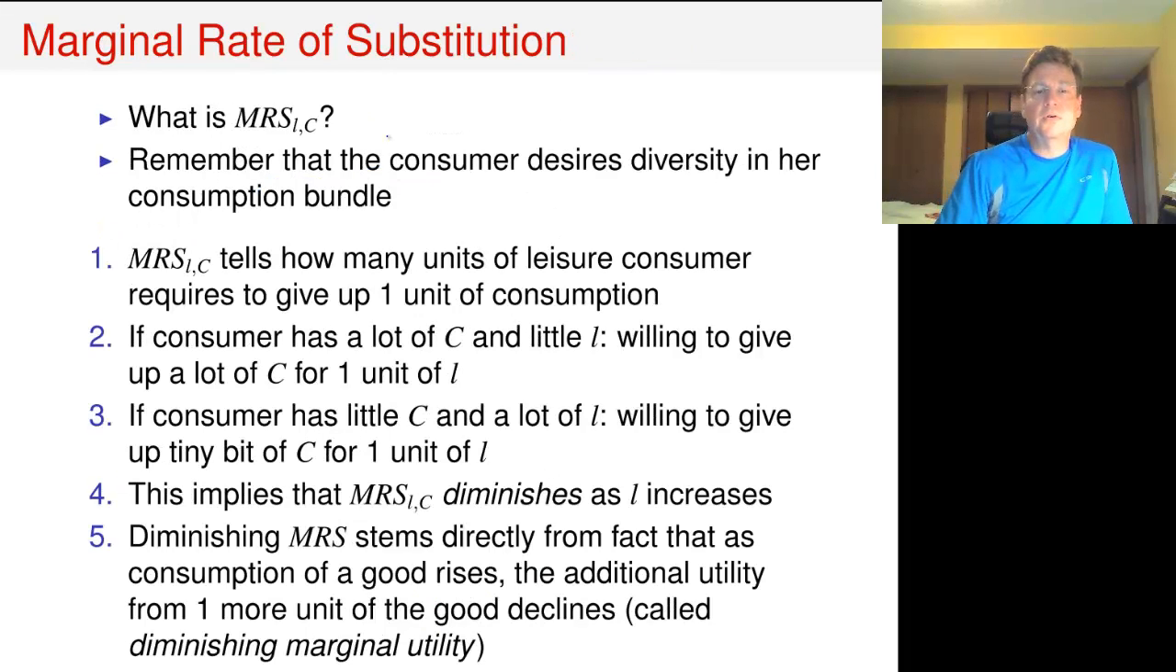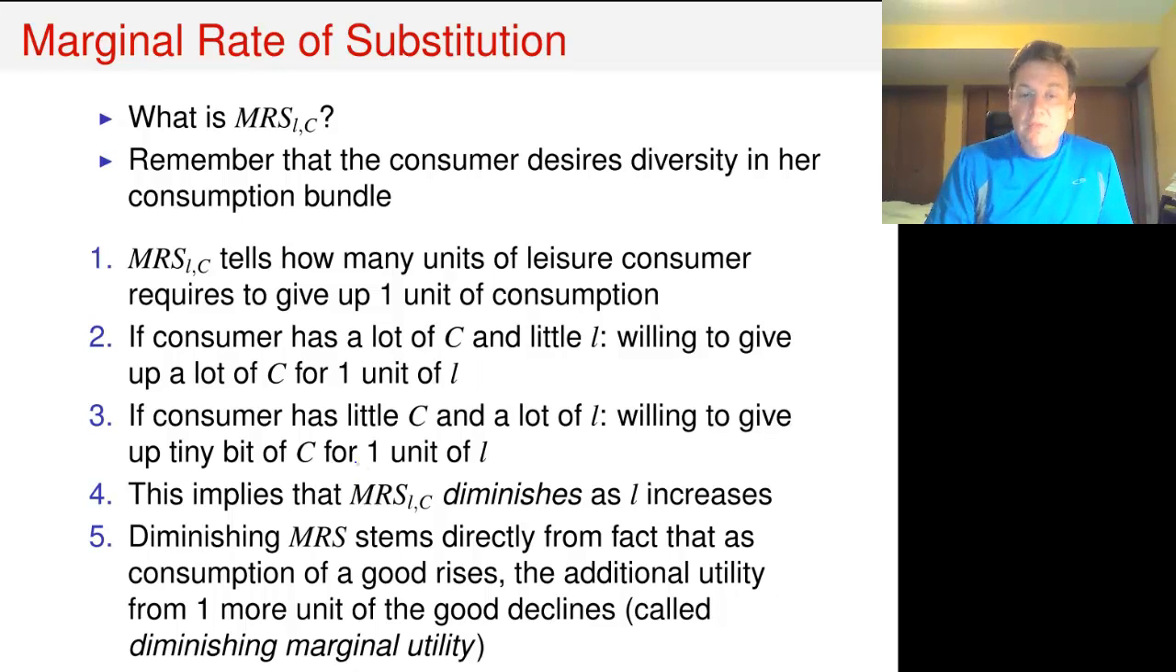So that's the mathematics of it, which may or may not be helpful to you. Let's think a little harder about what this marginal rate of substitution is. Remember that a consumer wants diversity in her consumption bundle. The marginal rate of substitution tells how many units of leisure the consumer requires in order to give up 1 unit of consumption. If the consumer has a lot of consumption and only a little bit of leisure, then she's going to be willing to give up a whole bunch of consumption in order to get some leisure. On the other hand, if the consumer has only a little bit of consumption and a lot of leisure, then she won't be willing to give up very much consumption in order to get more leisure.